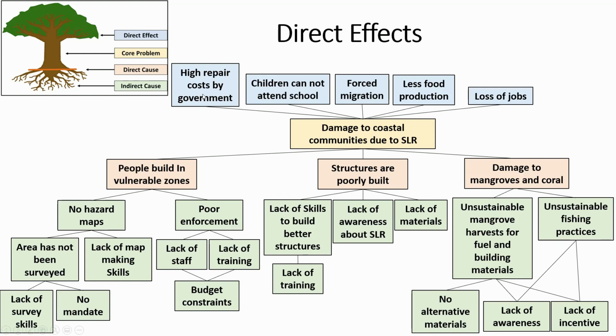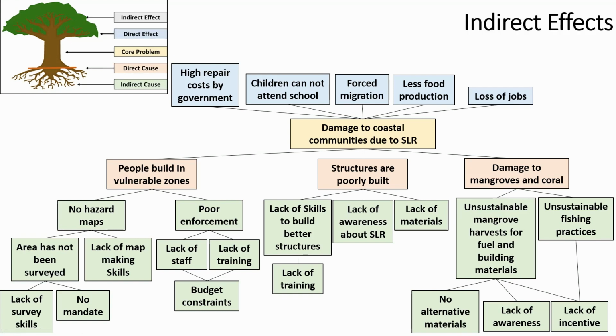So that's our direct effects. These are the low branches, right? And we can test our logic here like we've done before. If we have damage to coastal communities due to sea level rise, would that potentially lead directly to forced migration? And I think the answer to that question is yes. So then we move on into our indirect effects. And we see we have negative impacts on health and malnutrition. Those are clearly follow-on effects from less food production. You have more malnutrition, in extreme cases, and stunting and undernutrition.